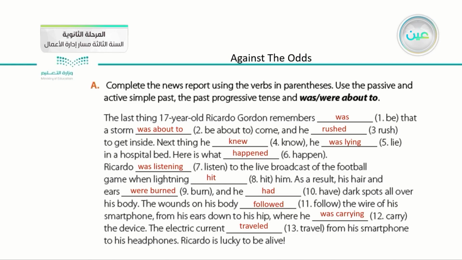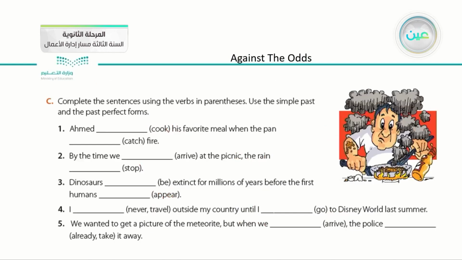So here we use two or more grammatical rules. We use the passive and active simple past. We use the past progressive tense and was or were about to. After that, we have another exercise, which is C. We are asked here to complete the sentences using the verbs in the parentheses. Use the simple past and the past perfect forms.